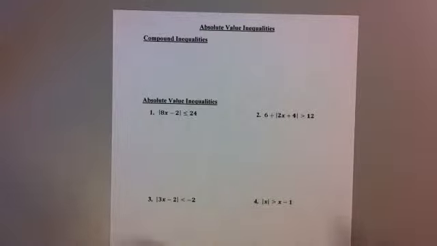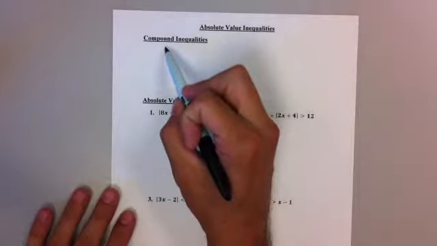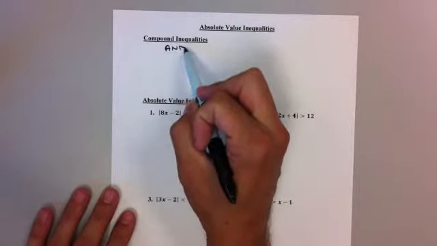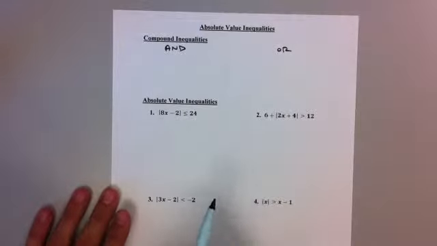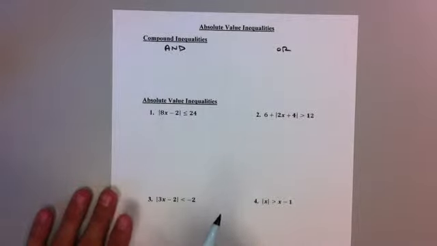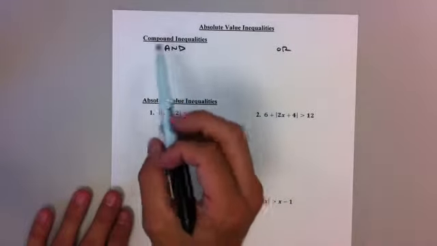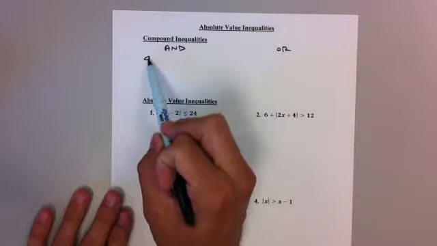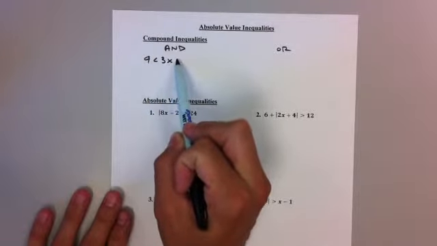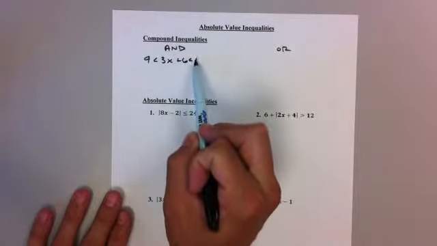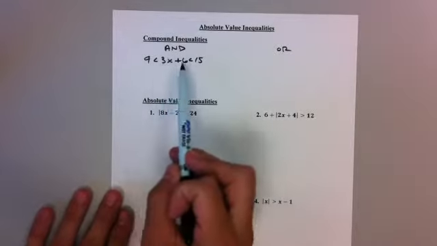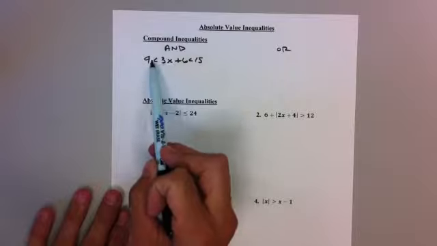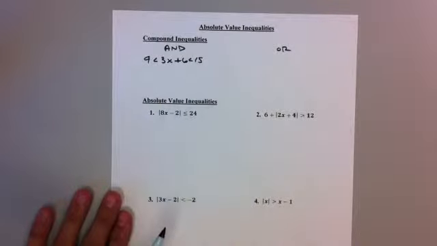A compound inequality, there's two different types. There are what we call and statements, and there are what we call or statements. An and statement would be a problem like this. Okay, and the way you say that is you always start with the middle. You say 3x plus 6 is greater than 9 and less than 15.